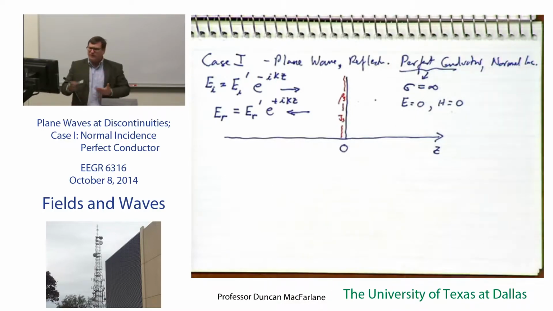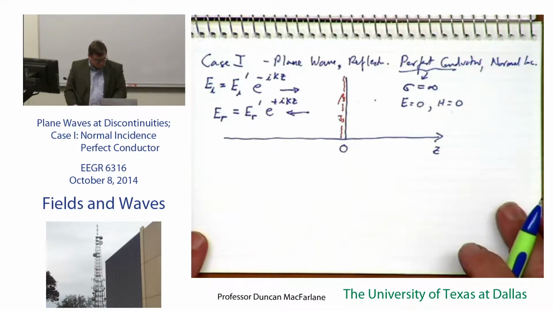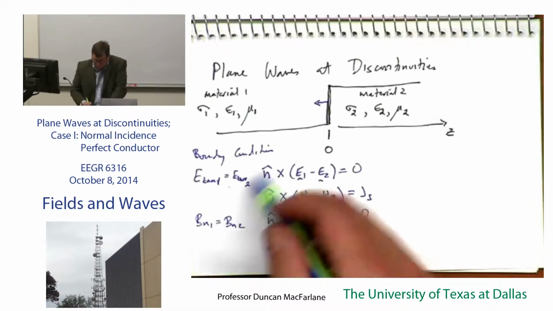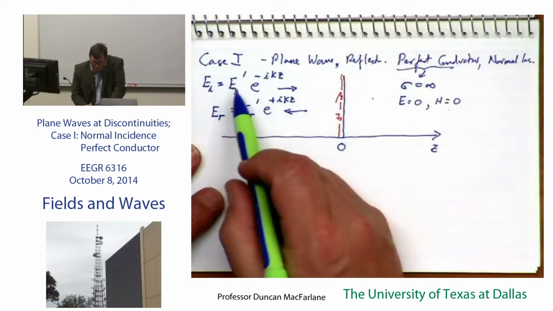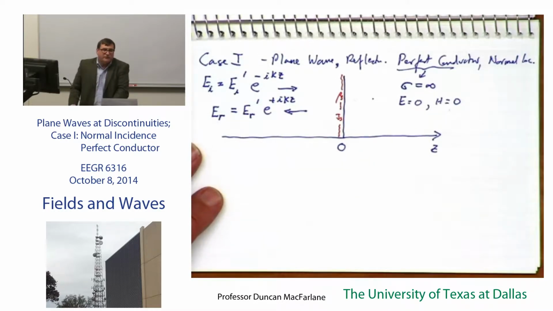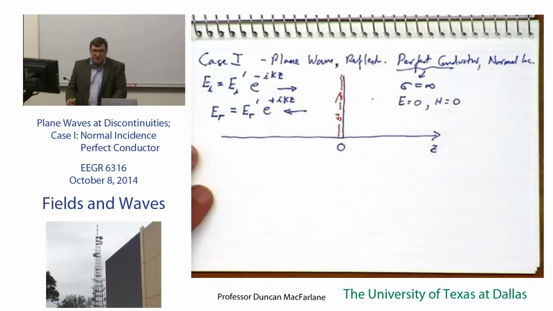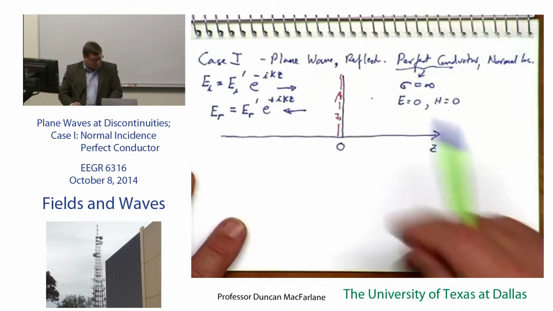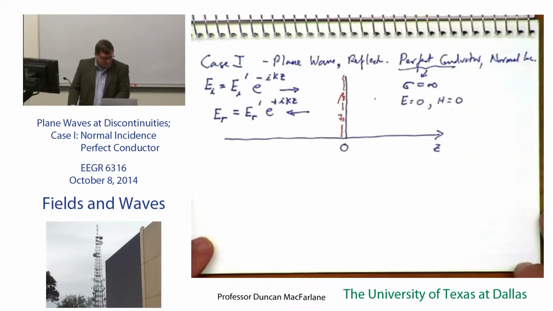We'll get a better sense of this as we move down the pike, particularly into antennas. All right, so we have to use our boundary conditions to find out what the relationship between ER prime and EI is. In other words, we have the form of the solutions, but we have a few things that we don't quite know. And one thing we don't know is the relative amplitude of these things.